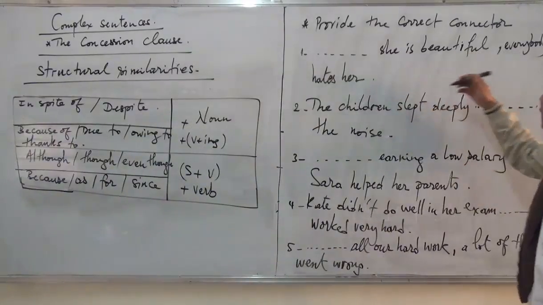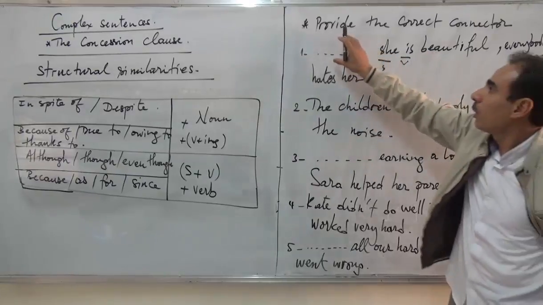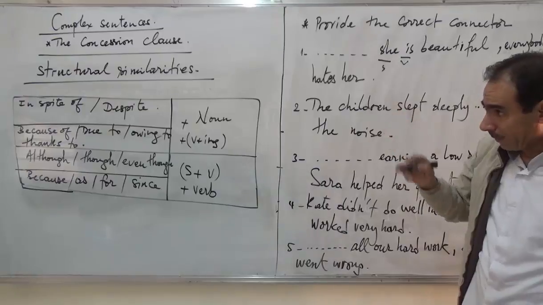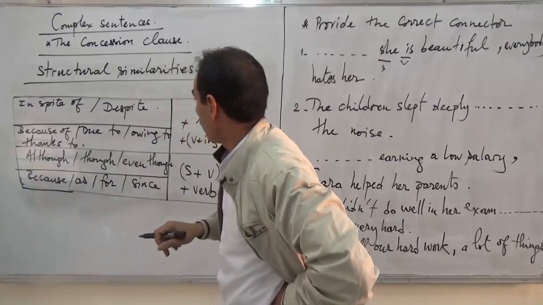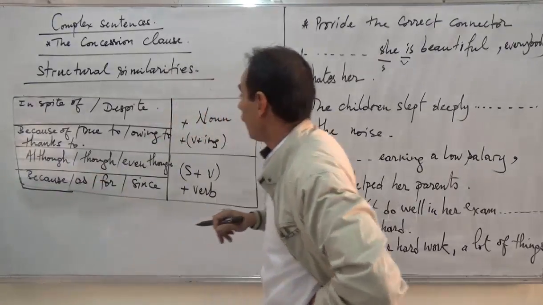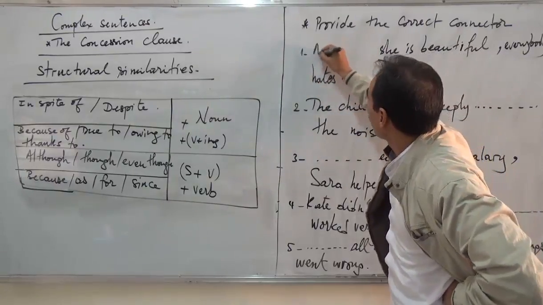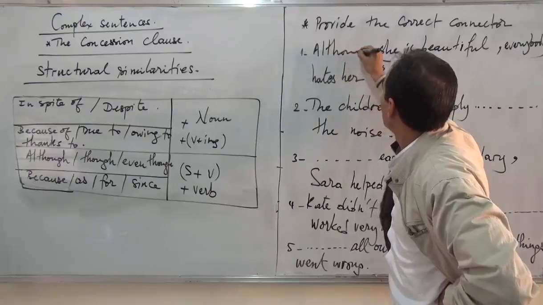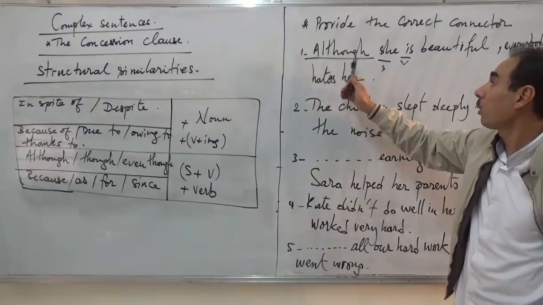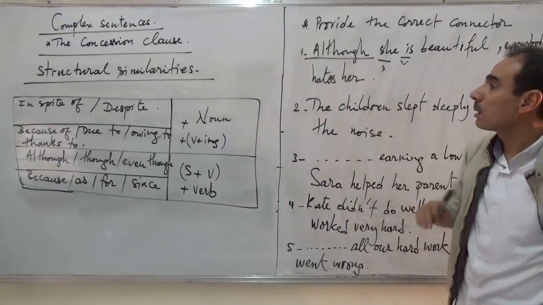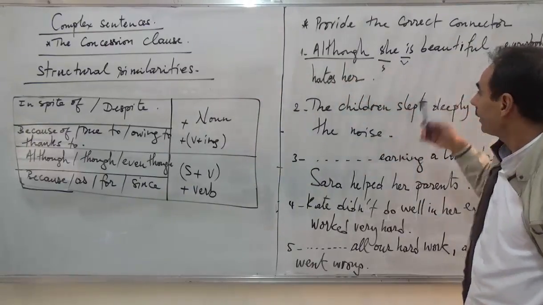So, for the first sentence, for example, we have she is. Here we have subject and verb. So the appropriate connecting word that comes here could be only although, though, or even though. So we choose one of them. For example, although she is. We cannot use in spite or despite. You can't say despite she is, or in spite of she is.